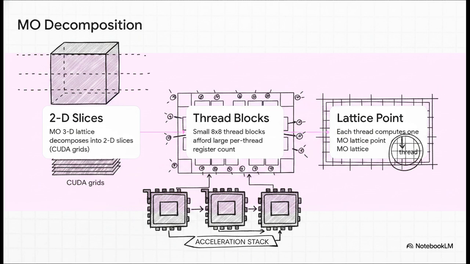Next, it breaks those slices down into small 8x8 thread blocks, which takes advantage of that fast, on-chip register memory we just talked about. Finally, it assigns exactly one thread to compute exactly one point on the lattice. And this whole shebang can even be computed concurrently across multiple GPUs, stacking that speed up even higher.